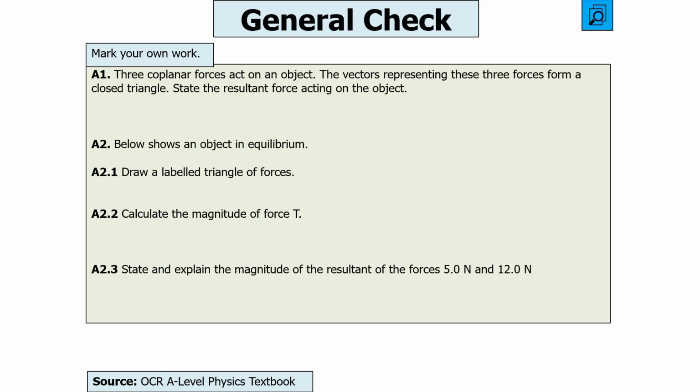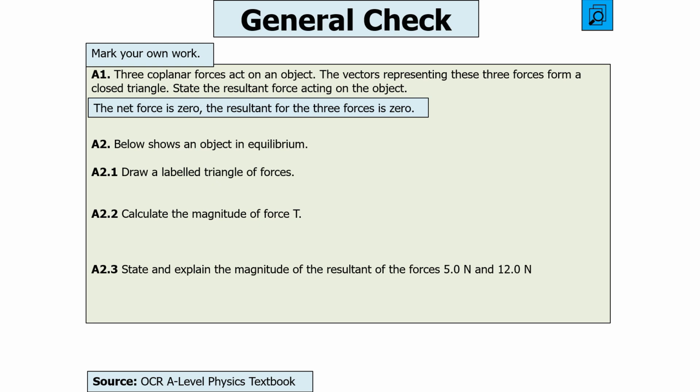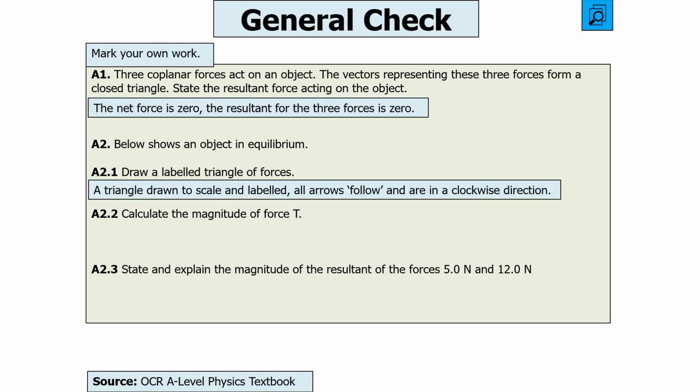Right, for this first one, the key idea you've got to understand is if there's a closed triangle from drawing your vector diagram, therefore the resultant force is 0. So the overall net force will be 0. Again, with this question 2.1, because the object's in equilibrium, you should have a triangle which is drawn to scale. All the arrows follow each other head to tail, head to tail, head to tail, and you get a closed shape forming. Now, in terms of the magnitude of force T, because it's going to be a right angle triangle, we can use the Pythagorean theorem. So we can say that T squared is equal to 5 squared plus 12 squared, therefore T is equal to the square root of 169, which is going to equal 13 newtons.